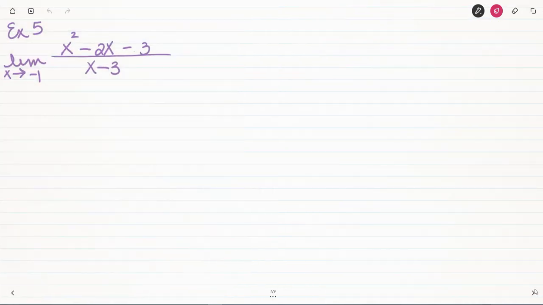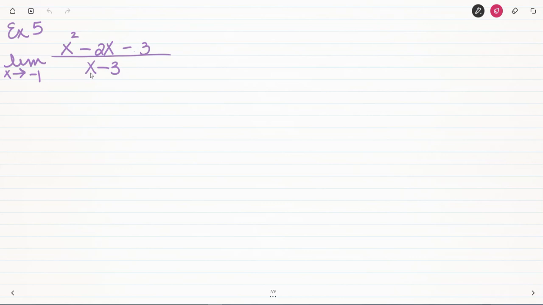Let's look at another example. In this example, we've got the limit of x squared minus 2x minus 3 over x minus 3 as x approaches negative 1. And you might be tempted to go all out factoring this, but let me encourage you that the first step should be looking to see if I can use direct substitution.